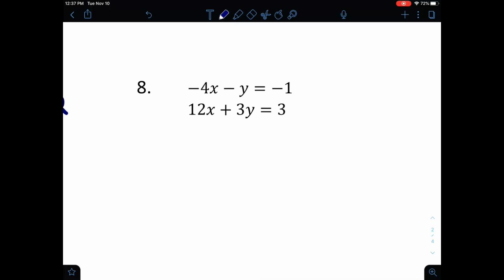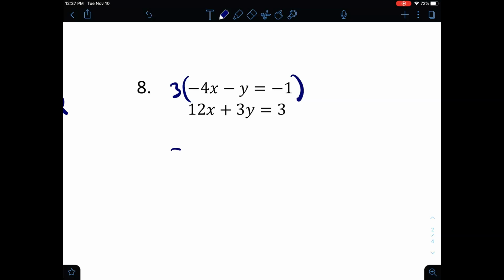All right, number 8. So we have negative 4x minus y equals negative 1 and 12x plus 3y equals 3. So we could do either one here. We could get that negative y to become a positive y if we wanted to. I might do elimination here, though, because when we have a negative y or a positive y, it's a negative 1. We can multiply this by any number just to get the opposite. To get the opposite of 3 would be negative 3, so I can multiply the top by positive 3 to get negative 3. So I'm going to multiply the top by 3.